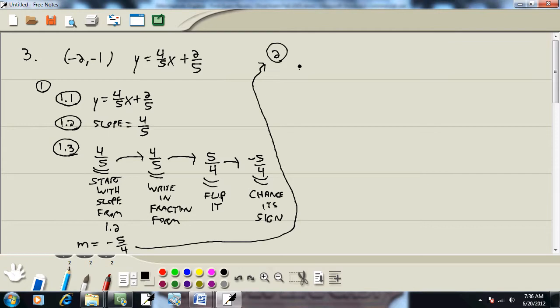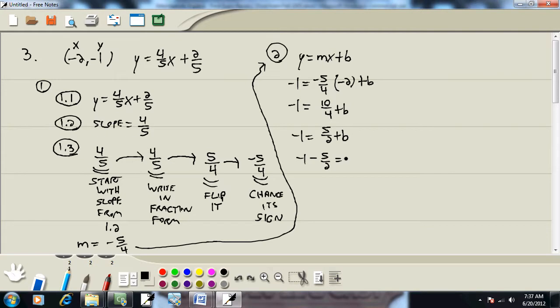Now come over here. Step 2 says to plug in the given point for x and y. This is your x and this is your y. So we'll plug -1 in for the y. Now m from 1.3 was -5/4, so we'll put that in. And x was -2 and then plus b. And then we want to solve for b. Well, negative times negative is positive. This gives us 10/4 plus b, which reduces to 5/2. And then I'll take the 5/2 over to the left side, and it becomes -5/2.